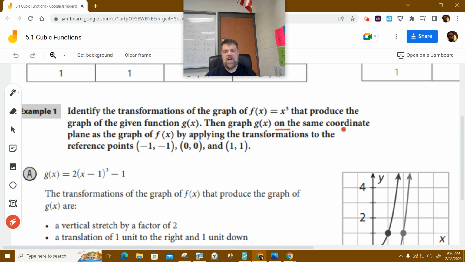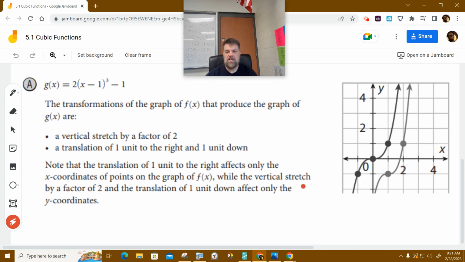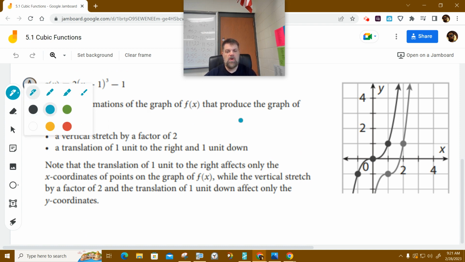Graph g of x on the same coordinate plane as f of x by applying the transformations to the reference points (-1, 1), (0, 0), and (1, 1). So we're going to have two functions here, right? And so let's identify what's what. I don't know if you guys recall this, but this is our parent function that I'm highlighting in red.